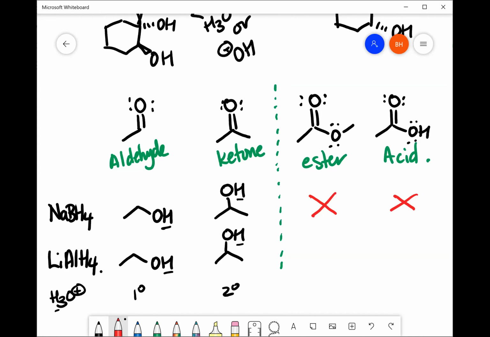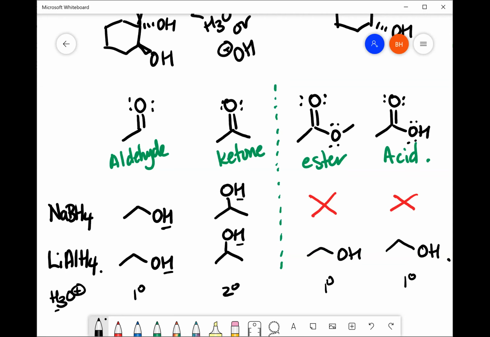Now with esters and carboxylic acids, sodium borohydride doesn't react with them. It's not strong enough. You'll find the odd example of sodium borohydride reducing an ester in the literature, but usually there's some sort of special circumstance which allows it to happen, and it's usually releasing some sort of ring strain or something like that. But in general, sodium borohydride with esters doesn't work. But lithium aluminum hydride does, and this will produce primary alcohols. Primary.